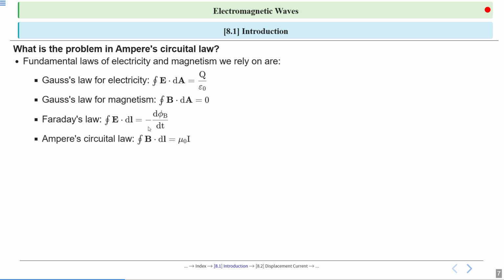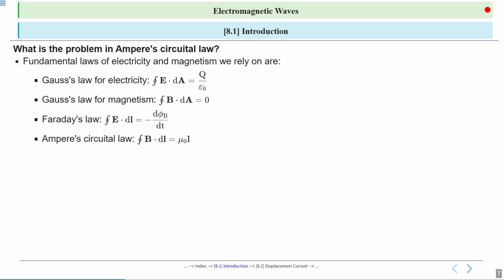This is the third equation. And another is Ampere circuital law: closed integral over a closed loop of B dot dl is equal to mu naught I. So what was the statement? The integral over a closed loop of B dot dl is equal to mu naught times the current passing through that loop, or the current enclosed by that loop. That is the statement of Ampere circuital law.